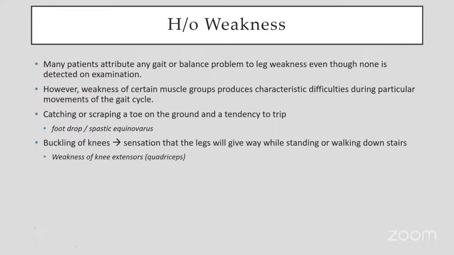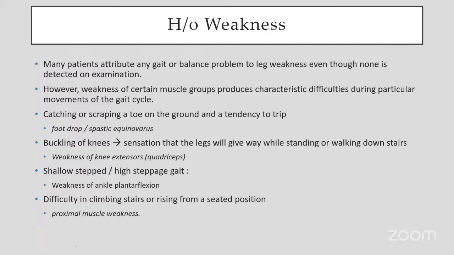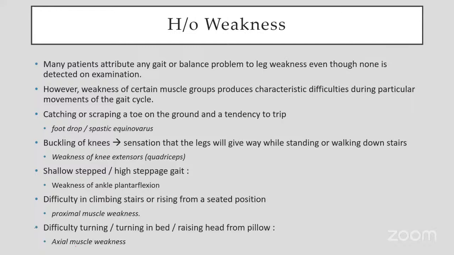There can be buckling of knees with a sensation that legs will give way when standing or walking downstairs. This is due to weakness of the knee extensors. Shallow stepped or high stepped gait is due to weakness of ankle plantar flexion. Difficulty climbing stairs or rising from a seated position can be due to proximal muscle weakness, that is hip extensors and knee extensors. Difficulty turning in bed or turning in general, and difficulty raising the head from the pillow, can be due to axial muscle weakness.